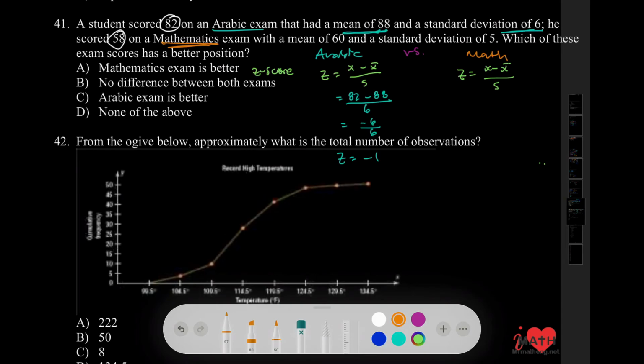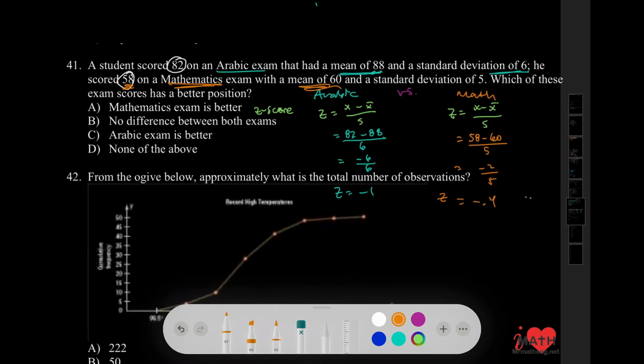For the math, he scored a 58. So even though it's a lower score, look at the average, what other students are doing. 60, divided by 5. Okay? That's a really bad 5. So negative 2 divided by 5, that's going to give me a negative 0.4. Okay? So let me draw a graph and maybe this will make more sense to you.